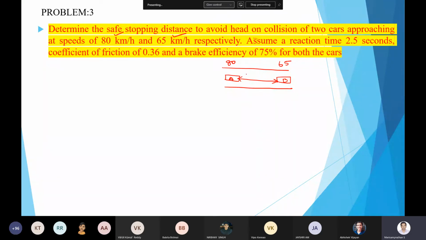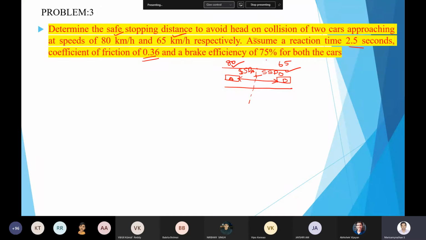That we have to estimate with respect to the speed of vehicle A and the speed of vehicle B. So basically you have to estimate two SSTs, one for vehicle A and one for vehicle B. When we add both values, you get the total safe stopping sight distance. This is the explanation of that particular problem. Other than that, they have assumed the reaction time as 2.5 seconds.